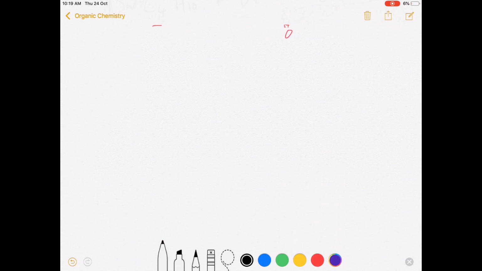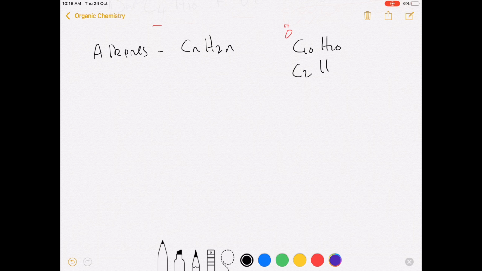We shall go on to the alkenes, which are much more useful. The general formula for an alkene is CnH2n. So if it's C10, it's H20. C2, it's H4, C3, H6, C100, H200. Easy, right? Now the alkanes, we burnt them, we combusted them. The alkenes, we don't do that because they're much more useful.